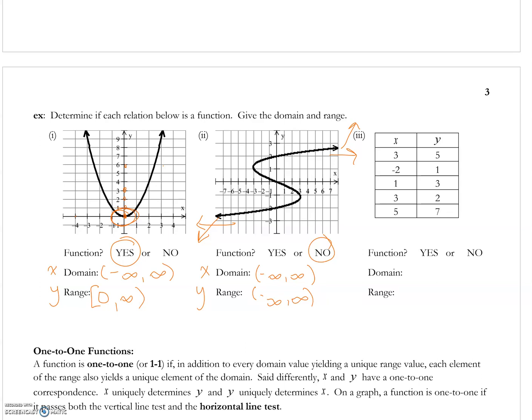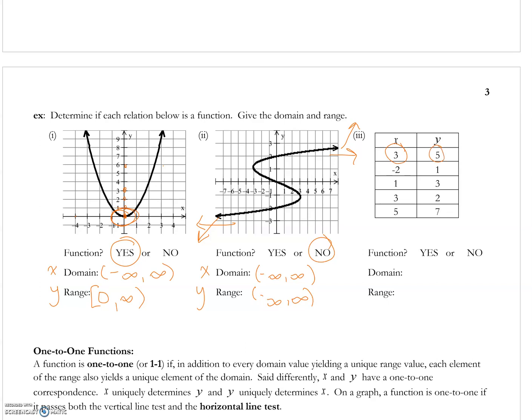All right, and lastly, this table. I can't really do a vertical line test here, so instead I'm going to look and see if these x values give me one and only one unique y value. So I look at this x value of 3. It gives me the one y value of 5.